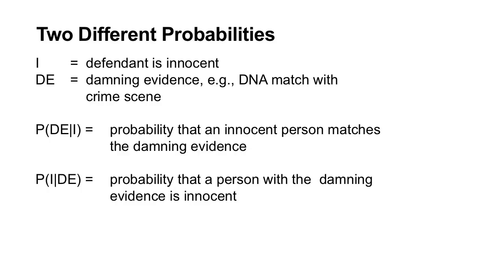Now let's think about it the other way around. What's the probability of I given DE? The probability of being innocent given the damning evidence. That now means we have a person who has the damning evidence, maybe his or her DNA matches something found at the crime scene. So DE has happened, and now the question is, is this person innocent or guilty? So that's still out there. Notice the difference between those two probabilities.